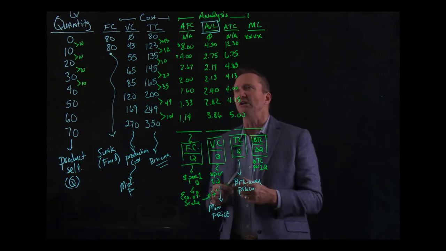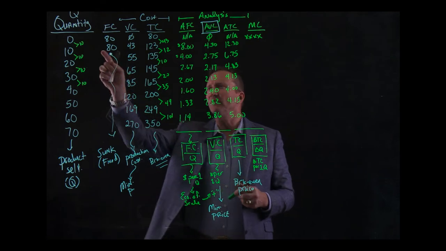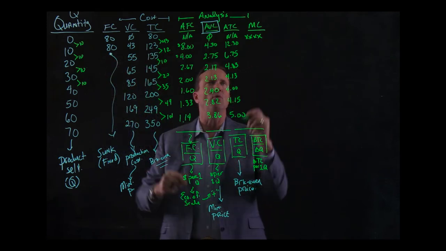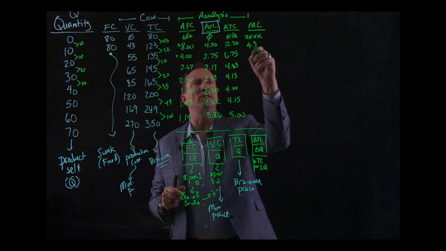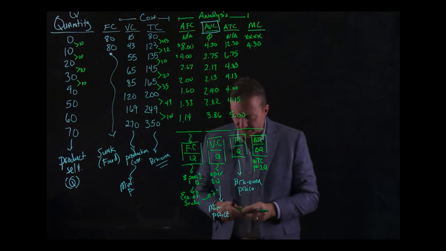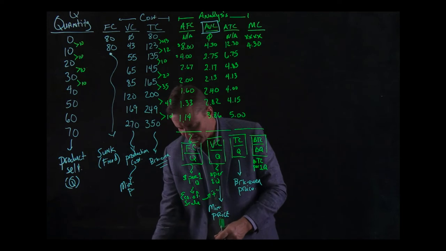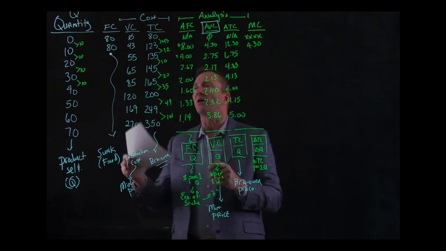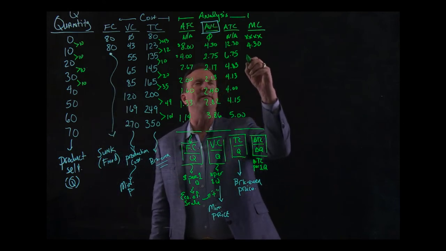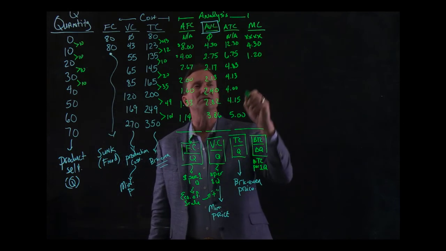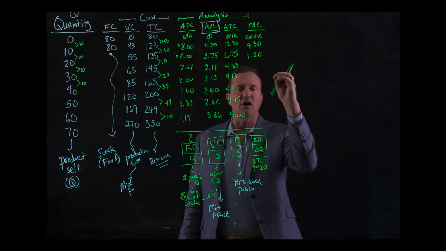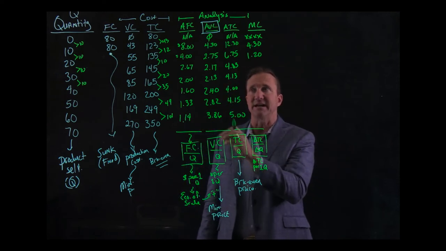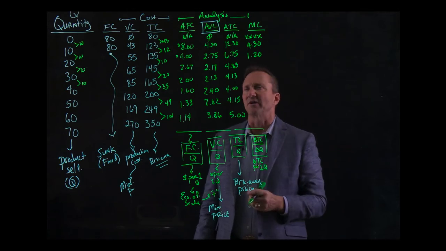And so what does it look like? Well, if you go from 0 to 10, that's a $43 change. You got 10 more units, so that is $4.30. That's the cost of that change. Well, if you decide to produce more, then that's going to be a cost of 12 divided by the 10. That is $1.20. So why did our cost go down so much? Remember, variable is dropping fast as well as fixed, and so these things are helping us.